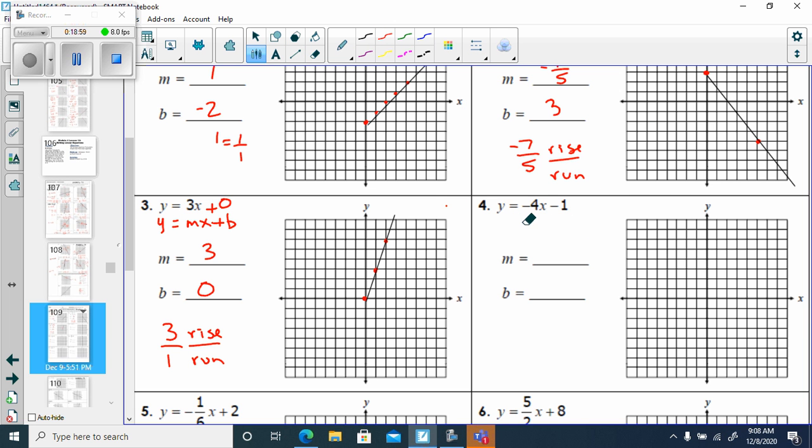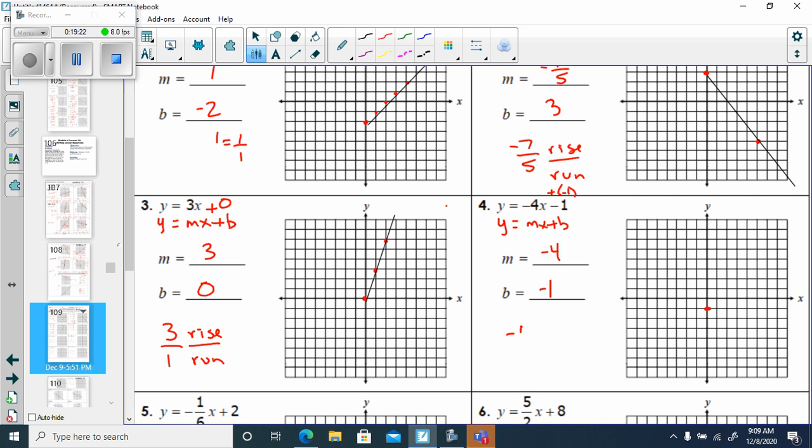Okay, y is equal to negative 4x minus 1. Remember, linear equation, y is equal to mx plus b. Our m is negative 4. Our b is negative 1. Because, see, that's the same thing as plus a negative 1, isn't it? We start at negative 1. That's where we begin on the y-axis.